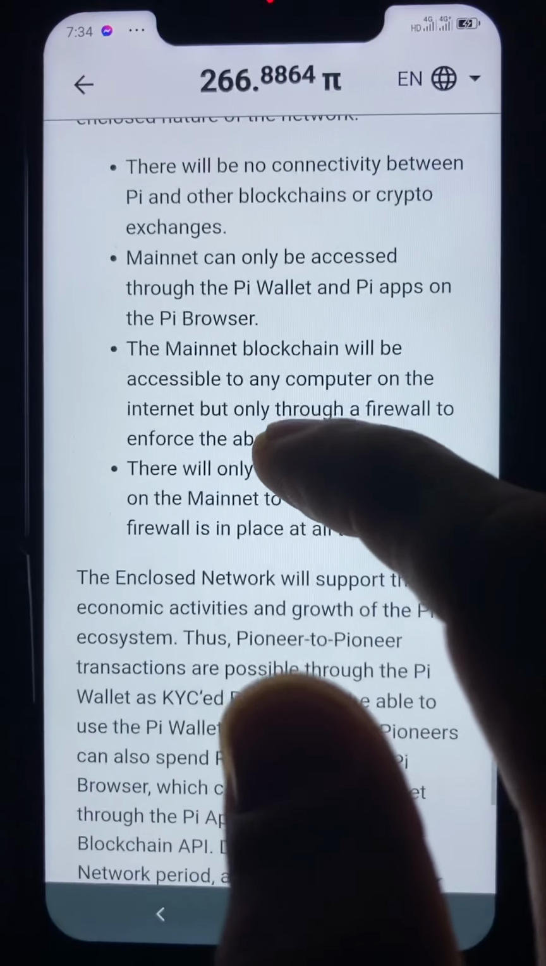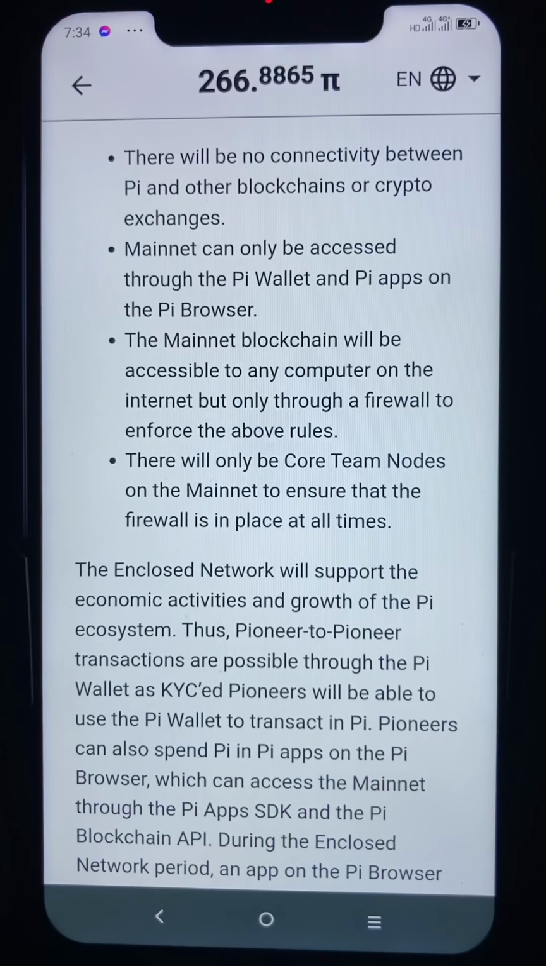Okay. Una, there will be no connectivity between Pi and other blockchains or crypto exchanges. Okay. Ayan na, again, bawal. Bawal ang connection between Pi and other blockchains or crypto exchanges. So, naman yan, automatic naman yan since wala naman tayong connection with them, no? Mainnet can only be accessed through the Pi wallet and Pi apps on the Pi browser.